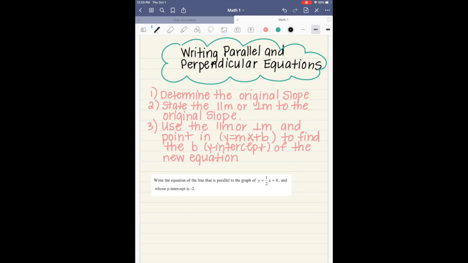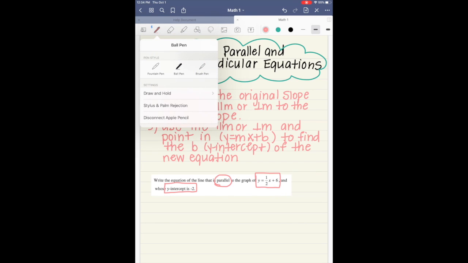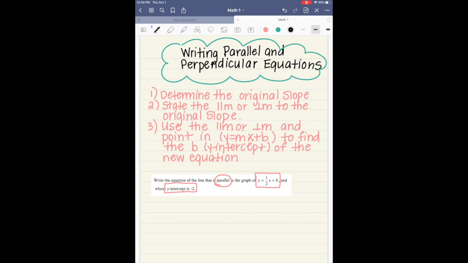In this first problem, it says write an equation that is parallel to this original equation, and it has a y-intercept of -2. All right, so this one is actually going to be pretty easy. This is already giving us all of the information we need. In our new equation, we need to be able to write two things: the slope, and the y-intercept.